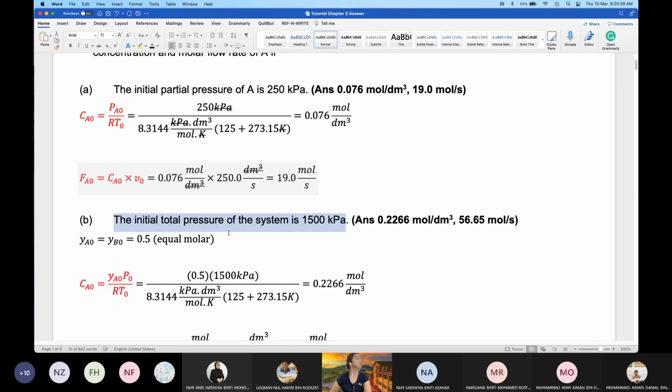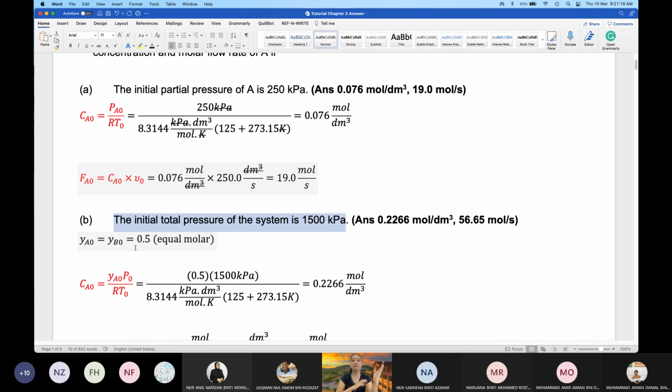That's why we learned before, and you learn this in CPP and in other courses, we can use the correlation of Raoult's law. So how do we use this correlation? Raoult's law says that if you want to know the pressure of A, it is equal to the mole fraction of A multiplied with the total pressure. So you get PA0 equals YA0 multiplied with P0. YA0 is the mole fraction of A initially.